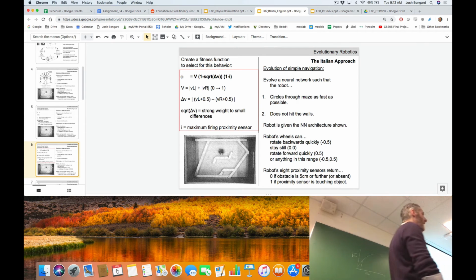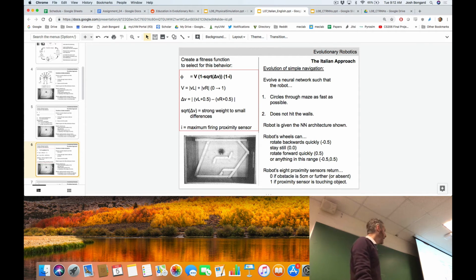Now we're going to take 1 minus I, because we're going to define this term I, which is just over all the 8 input sensors, what is the maximal firing one? The one that fires most strongly. And remember that the proximity sensors fire most strongly when it's very close to an object. The more that happens, the more we're going to penalize you, 1 minus that value. So we're rewarding for uppercase V, we're penalizing for delta V, and we're penalizing for I here.